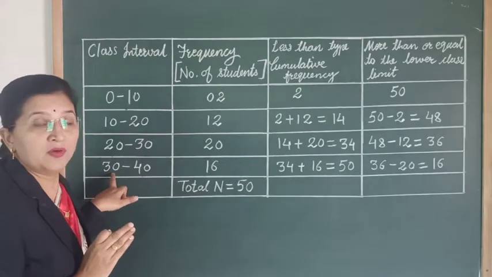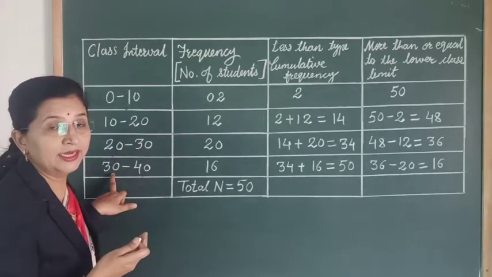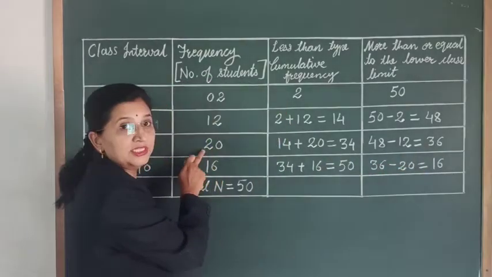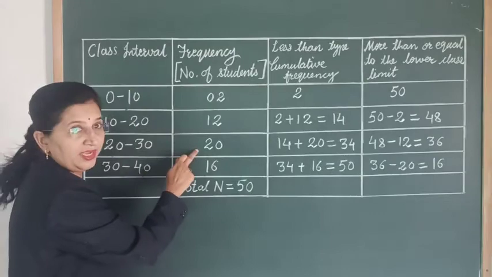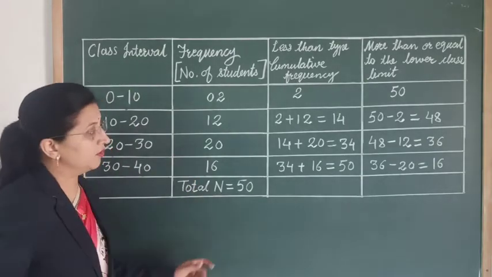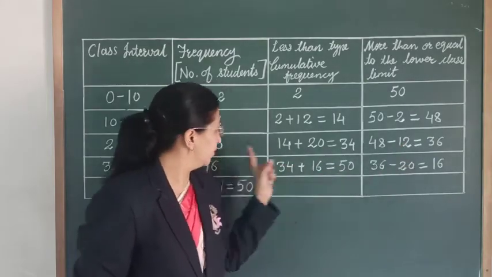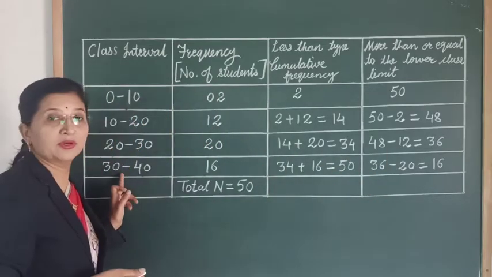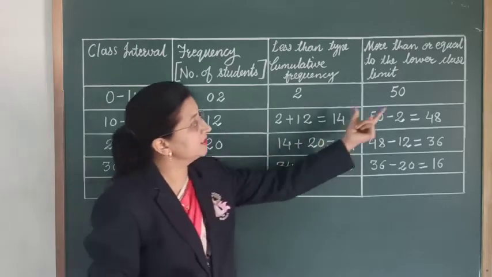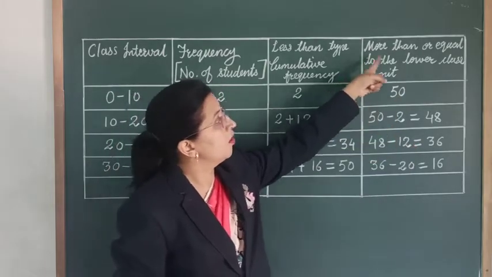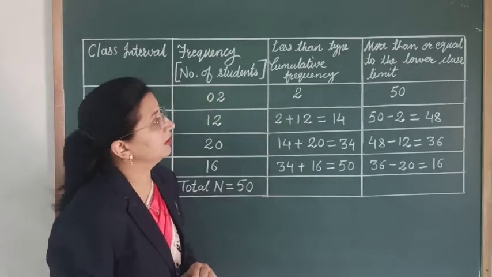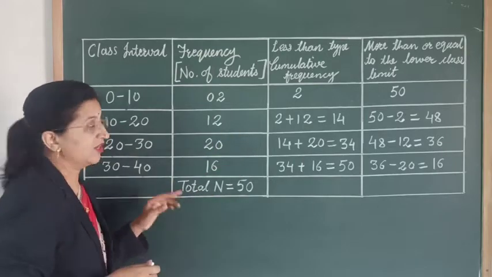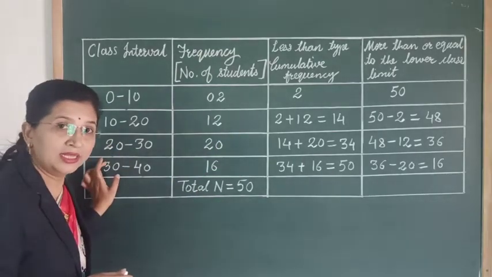And the last one, how many students for the marks more than 30? So here this 36 students, from that we will remove this 20 because these are not more than 30. We will remove this 20 from this 36, so we will get 16. So 16 students are there who score the marks more than 30. So dear students, such a type of cumulative frequency is called the more than or equal to the lower class limit. So here while asking the question, we have to consider the lower limit.